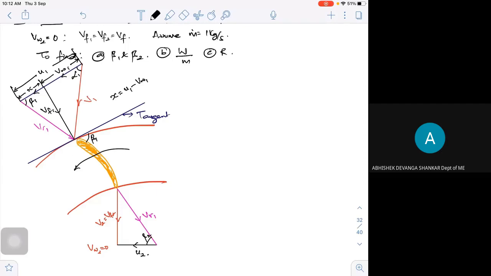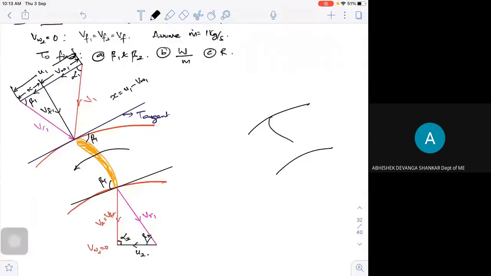Can you just explain once again, sir? I'll draw the velocity triangle again. See, if I draw a tangent here and try to measure the angle, this will be my beta 1. Beta 2 is equal to 90 degrees. Okay, the velocity triangle of this actually.